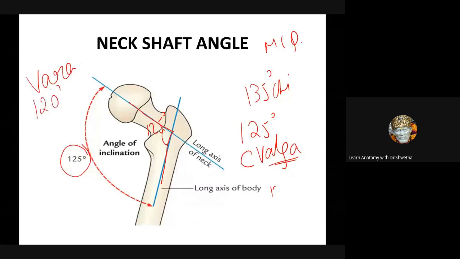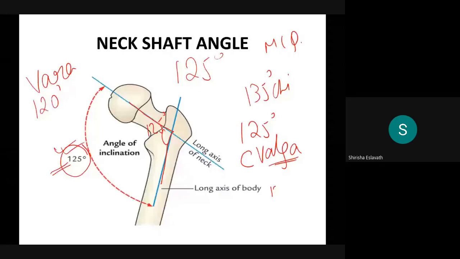Okay. Now, what is the importance? Why should we know this neck shaft angle? If this angle is maintained, it helps us have a normal gait. And another thing is, if you are doing any surgery and putting in a prosthesis, this angle is very important. Okay, so that is about the neck shaft angle. In adults, what is the degree, students?